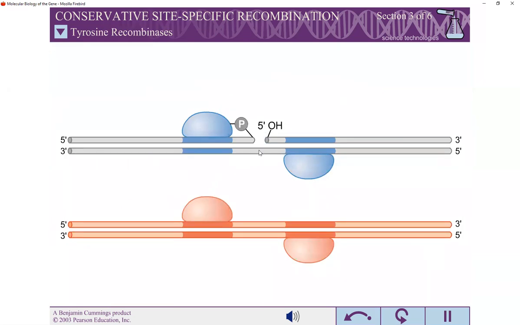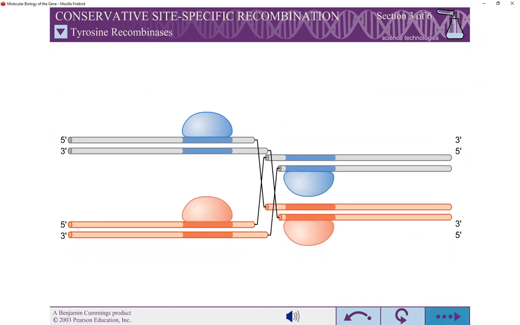Also, in contrast to the serine recombinases, the tyrosine recombinases cleave and rejoin two DNA strands first, generating a Holliday junction. Tyrosine recombinases then cleave and rejoin the other two DNA strands, resolving the Holliday junction. Now you can look here. There are two Holliday junctions which have been produced, because this is tyrosine recombinase. Tyrosine recombinase differs from the serine recombinases, in which a single Holliday junction was produced.